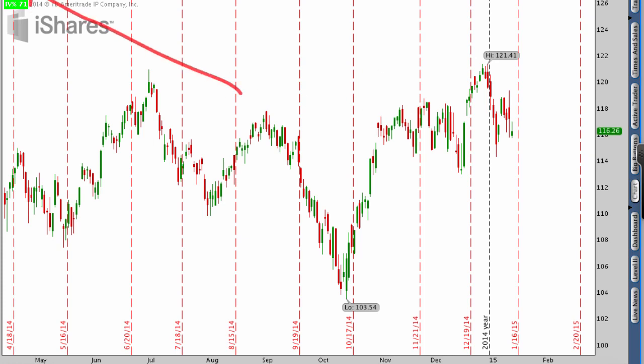And today we're just looking at IWM, one of the major market index ETFs. And you can see we've got pretty much nothing on this chart that gives us an idea of where the stock may or may not go. We can draw lines and all that stuff, but no real technical indicators.